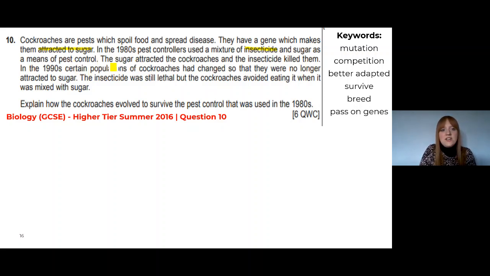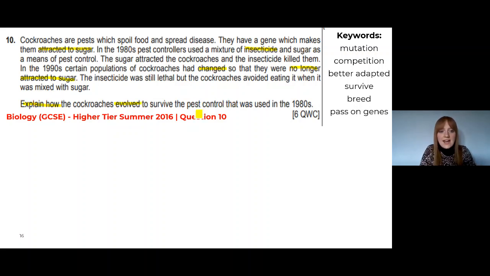Now, in the 1990s, certain populations of cockroaches had changed. Now, here's the important bit. They changed, but how did they change? So that they were no longer attracted to sugar. Okay, so already we can identify the variation in this example. They were attracted to sugar, but now they're no longer attracted to sugar. So it says the insecticide was still lethal, but the cockroaches avoided eating it when it was mixed with sugar. Explain how. There's your command. The cockroaches evolved. So we're talking about natural selection here to survive the pest control.